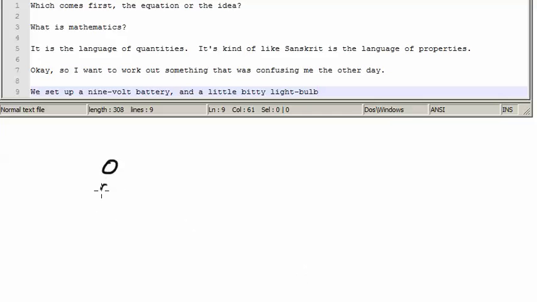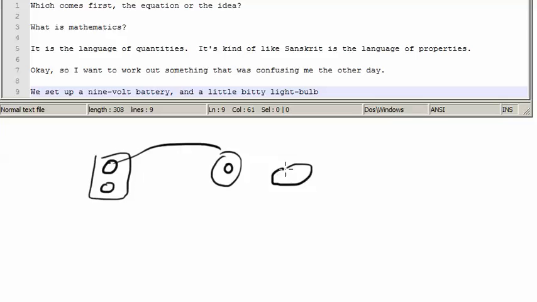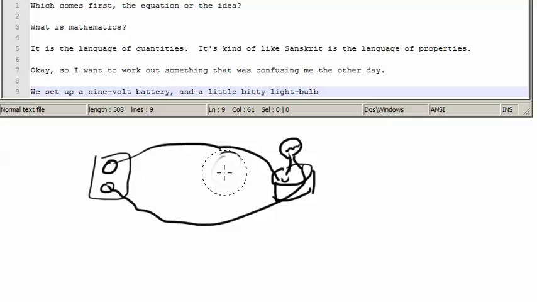We set up a 9-volt battery and a little bitty lamp. Didn't draw that very well. Let's see if I could draw it three-dimensionally. There we go. A little lamp and a 9-volt battery, and it lit up because the current went through a little filament. And what happened?